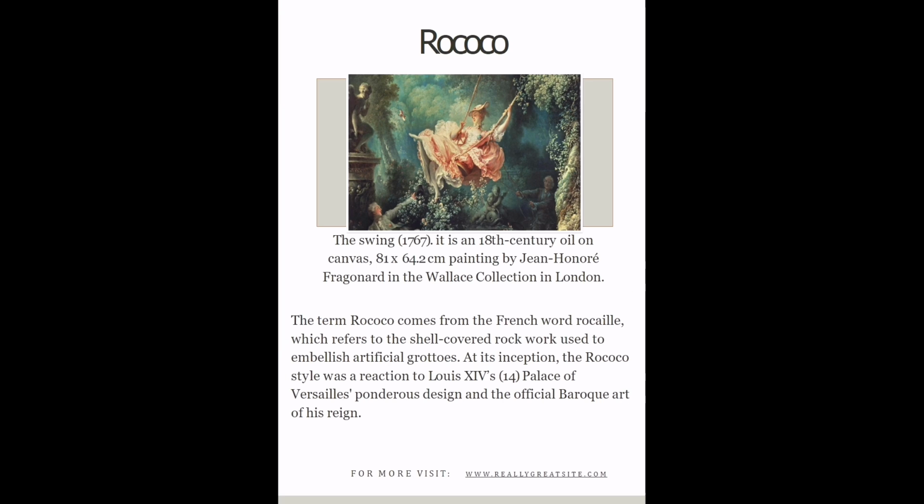Rococo, The Swing, 1767. It is an 18th century oil on canvas painting, 81 by 64.2 cm, by Jean-Honoré Fragonard in the Wallace Collection in London. The term Rococo comes from the French word rocaille, which refers to the shell-covered rock work used to embellish artificial grottos. At its inception, the Rococo style was a reaction to Louis XIV's Palace of Versailles, its ponderous design, and the official Baroque art of his reign.